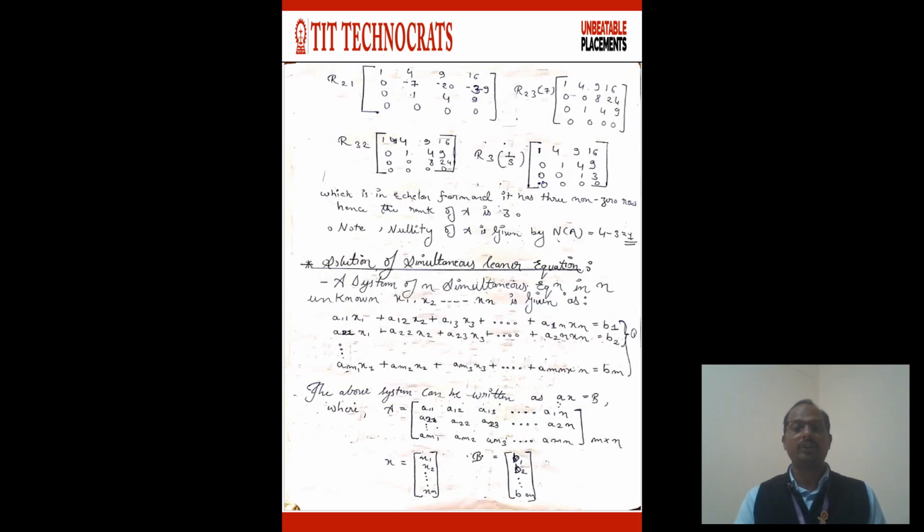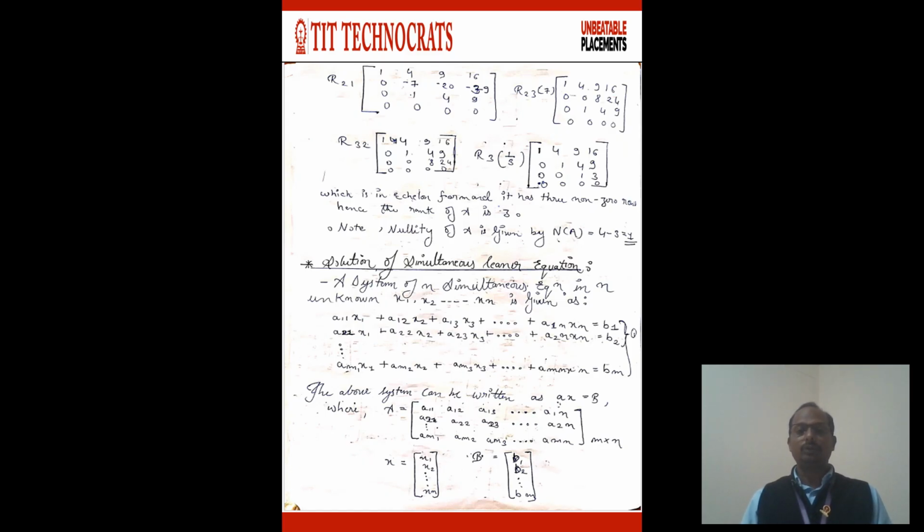After going through this process we can see the final matrix. There you can see the elements are 1 4 9 16, then 0 1 3 5, then 0 0 2 6, and the last row is completely 0. Again you can see the total number of non-zero rows is 3. So the rank of the matrix is 3, and I told you the nullity of the matrix is the order of the matrix minus the rank of the matrix. So that is 4 minus 3 equals 1. This is the way to find the rank of the matrix.